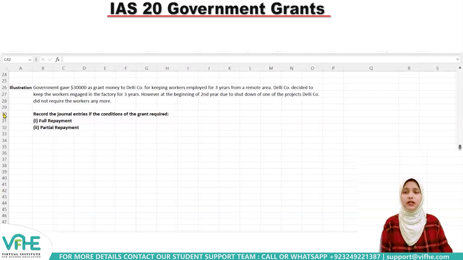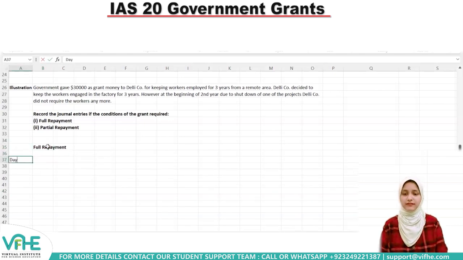So, anyway, the idea is that the government gave 300,000 on day 1. The company intended to keep the workers engaged for 3 years because that was the condition. But at the beginning of the second year itself, they were not able to fulfill the promise of the contract and had to remove them. So, if full repayment is required as per the contract, what do you do?